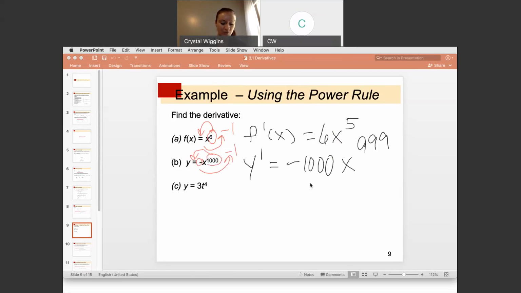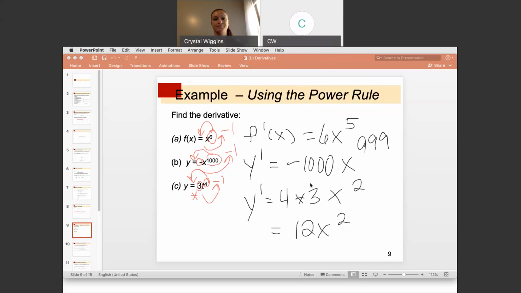Similarly, we take this 4, we bring it down in front. We are going to have to multiply it by this 3 before we come back up and subtract 1. So y prime is equal to 4 times 3x squared, which gives us 12x squared as our derivative.